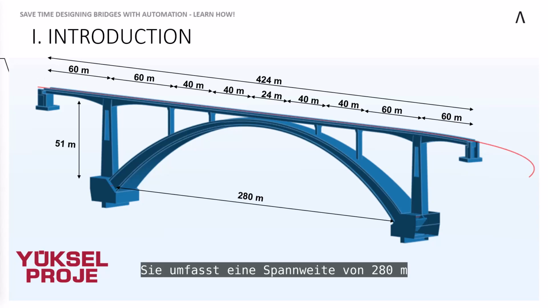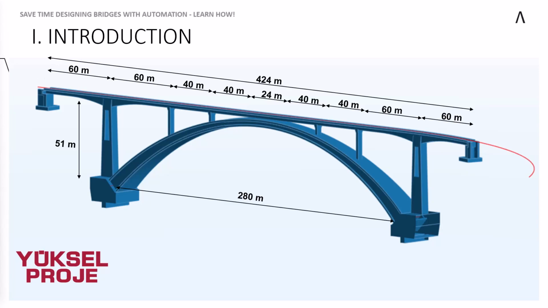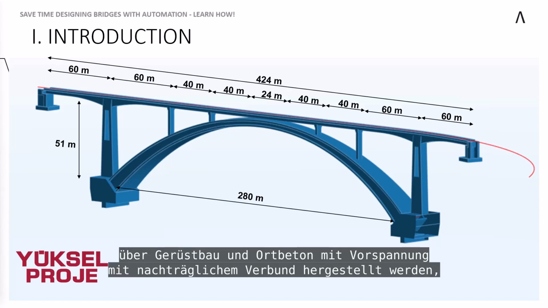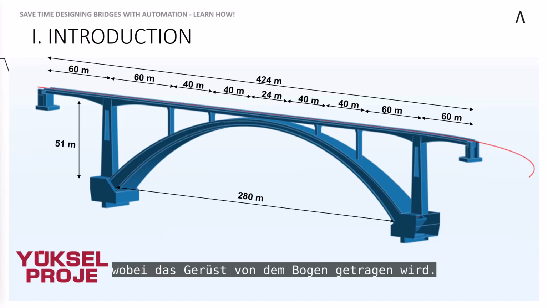It includes a 280 meter span and 51 meter high concrete covered steel arc. The first and last two spans will be constructed with the balanced cantilever method, while the remaining decks will be constructed with the scaffolding system as custom placed post-tensioned, and this scaffolding system will be supported by the arc. The columns supporting the balanced cantilevers have a height of 51 meters.